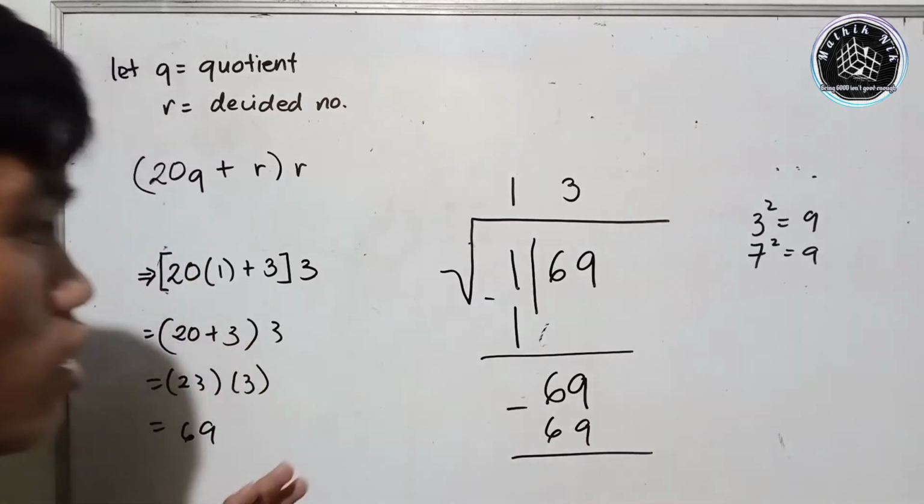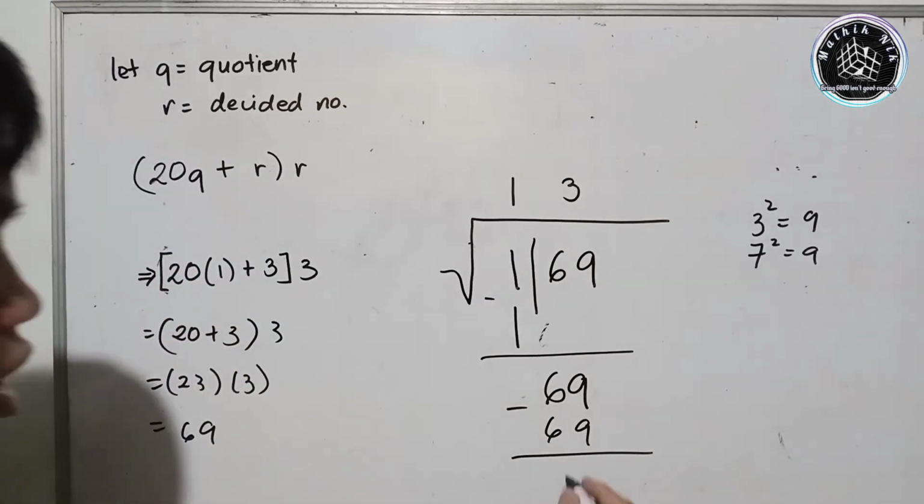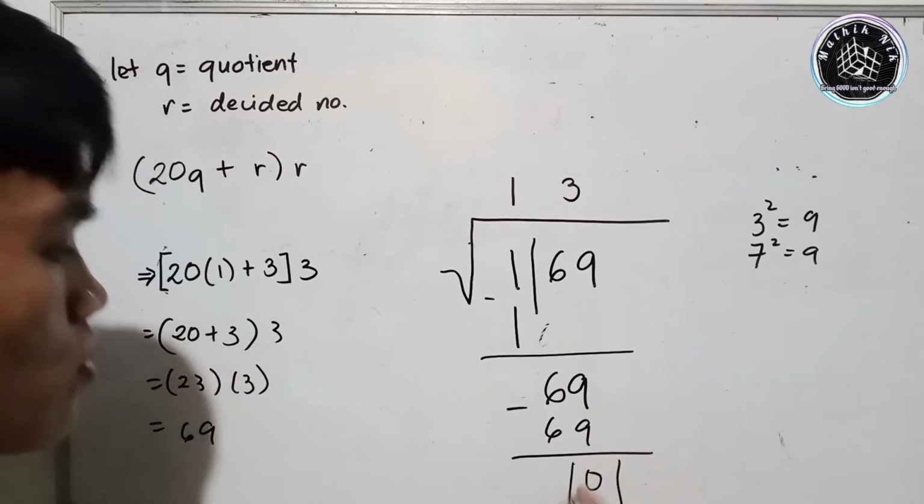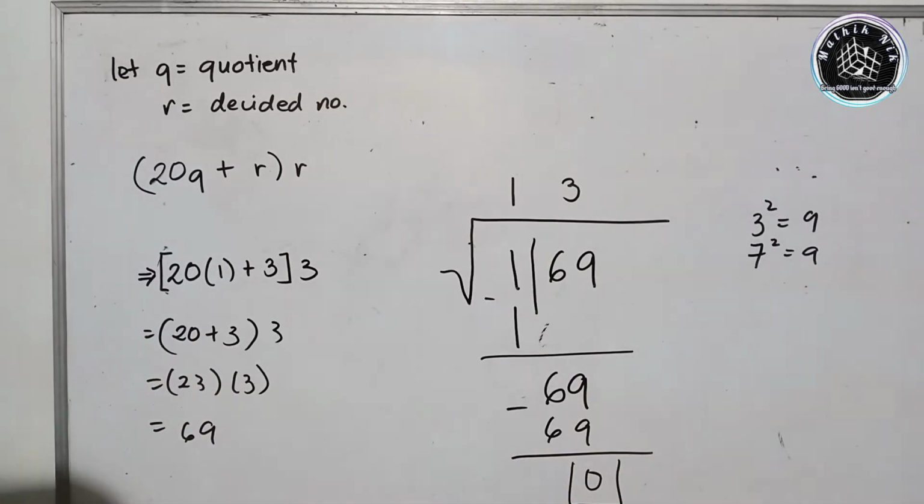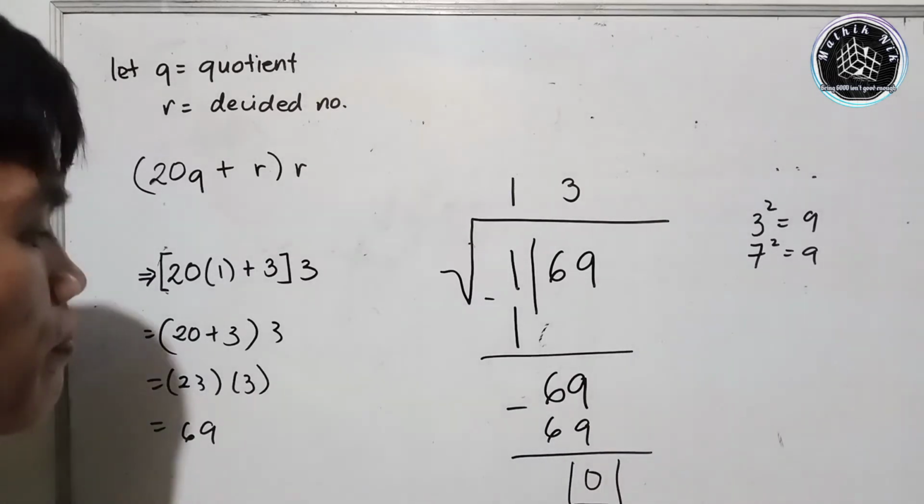So, you can see, if it is a perfect square, the remainder is 0. To explain this further, we need to have another example.